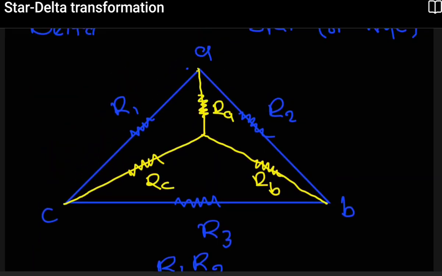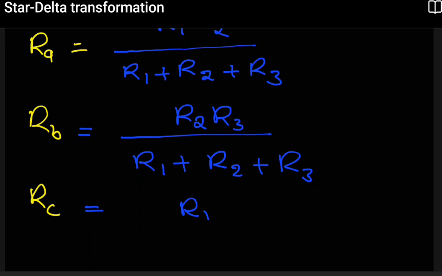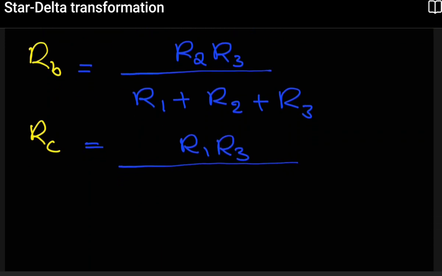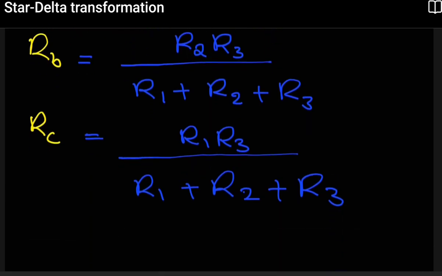RC is down here. It is between R1 and R3. So we'll multiply R1 and R3. So we'll have R1 times R3 divided by the sum of all the resistors making that delta, which is R1 plus R2 plus R3. So this is how we obtain RA, RB, and RC.